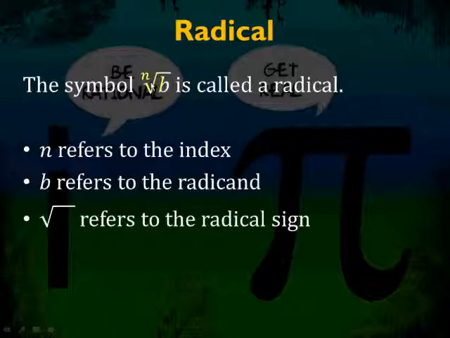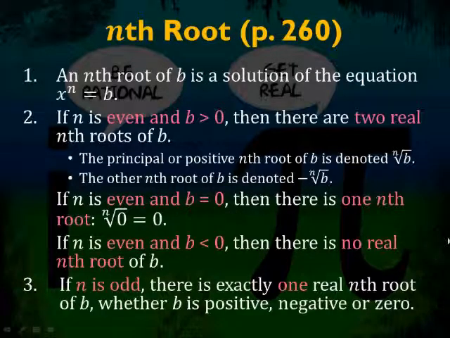So, let's take a look at what all these mean in the nth root. On page 260, the book talks about what the nth root of b is. I'll go through these one by one, but you can read them yourself, and if you understand these, you can skip this slide and just move on. An nth root of b is a solution of the equation x to the n power equals b.